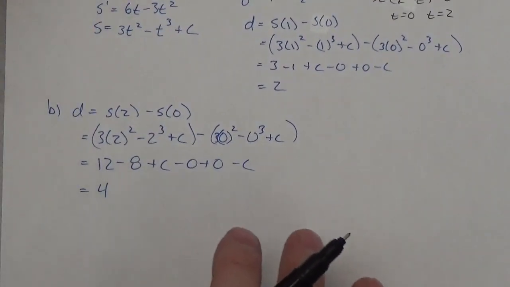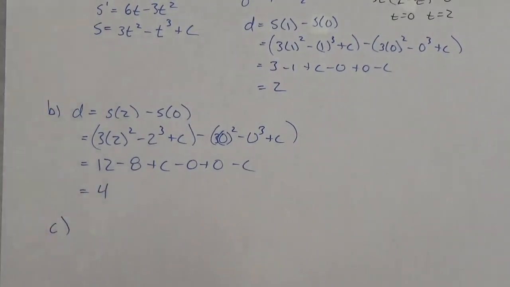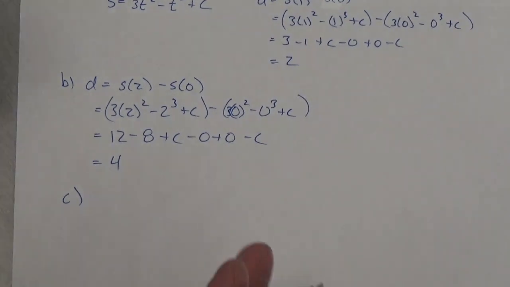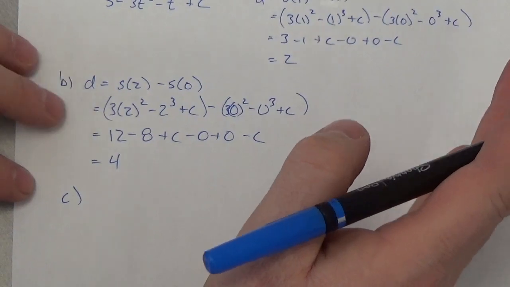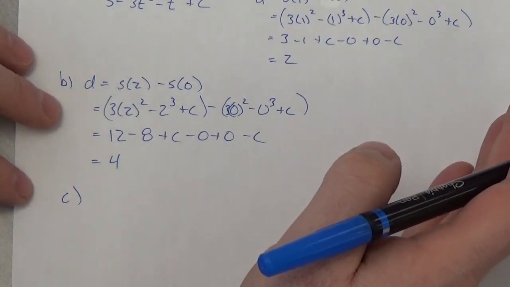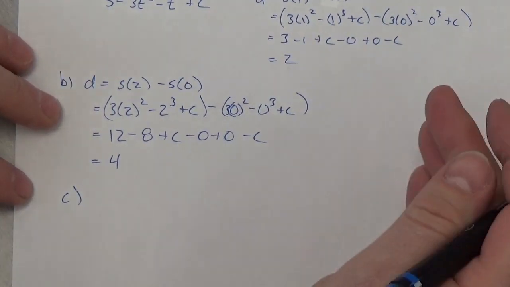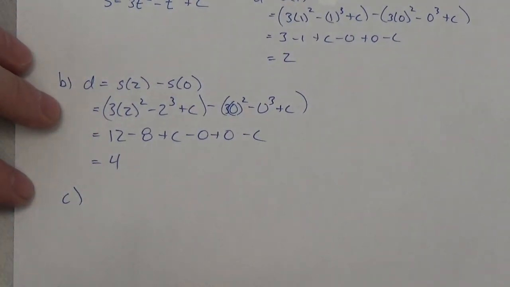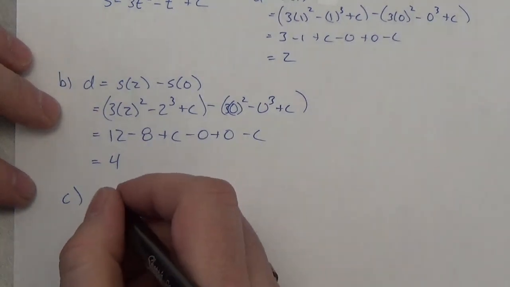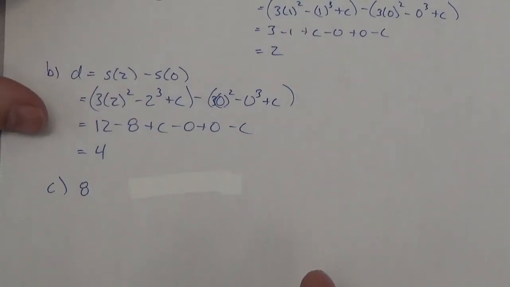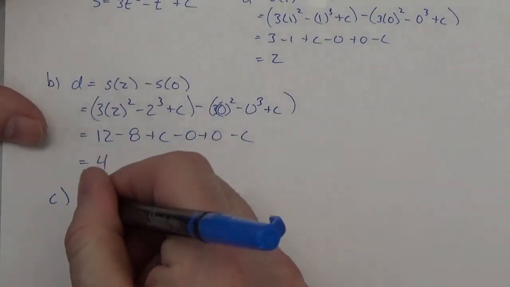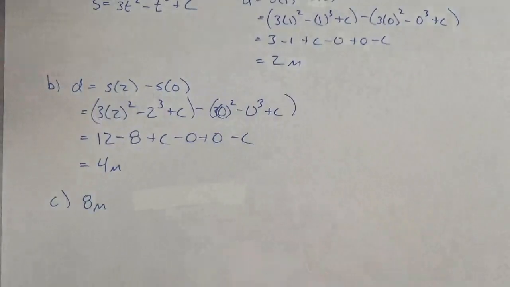So when we look at part C, where it says the object returned back to where it started when t is equal to 3, we know it went out 4 units in the first 2 seconds, and if it comes back, it's going to have to travel back 4 units to get there. So I'm going to guess 8. And before anybody says anything, yeah, I know it said units here, so meters.